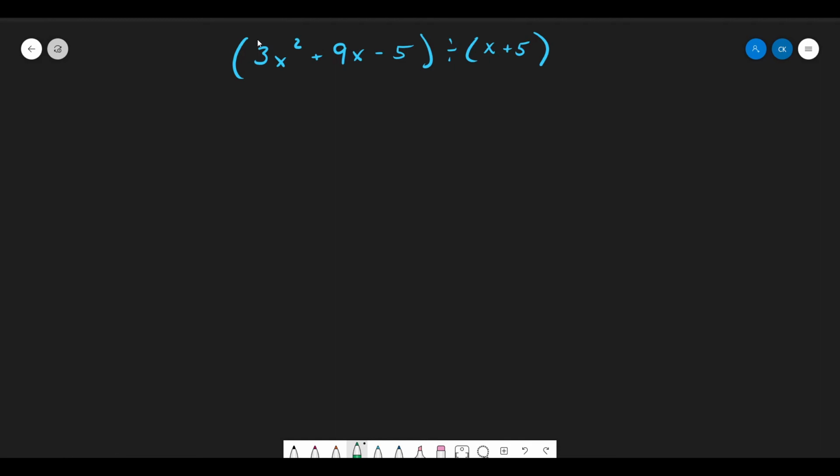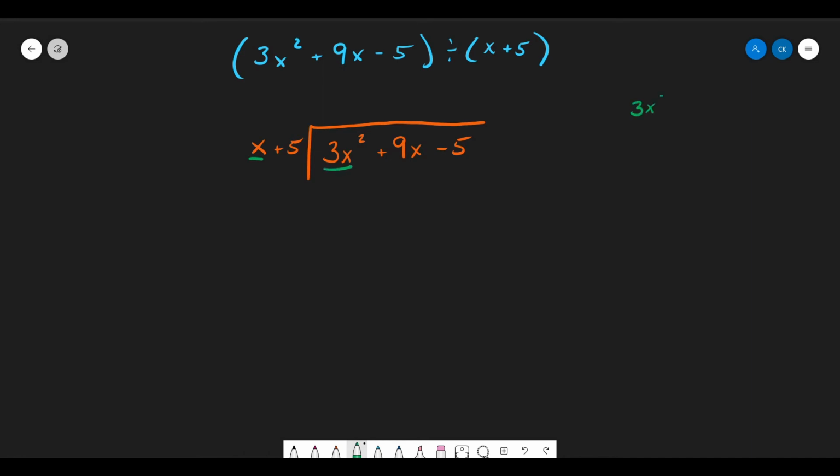It's a little bit longer, but essentially it's a foolproof method. Okay? So let's go with our long division for this one. I'm going to take whatever's in front, and that's going to go underneath my division. So we have a 3x squared plus 9x minus 5, and on the outside we're going to put x plus 5.